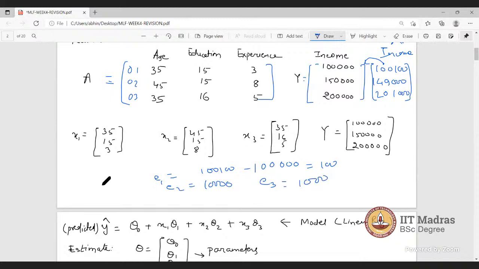Now what is the sum squared error? You have to just square these things. So you have to do 100 square plus 10,000 square plus 1000 square. Whatever the sum is, that is the error that you are getting.